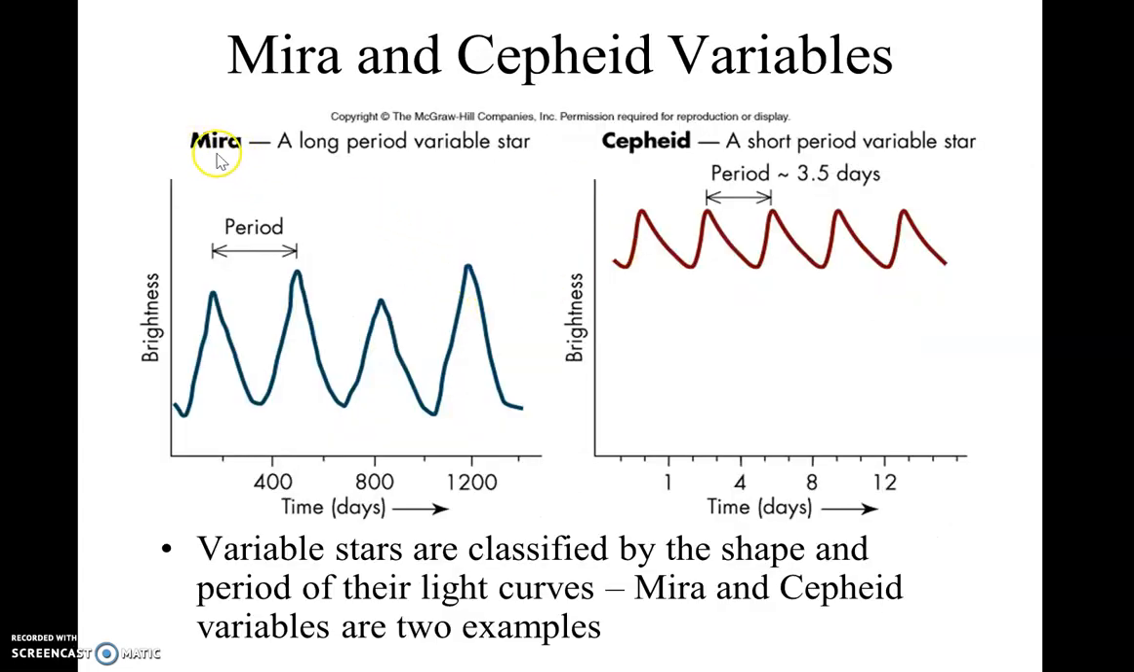So Mira variables are very long period variable stars, usually hundreds and hundreds of days for their brightness to vary. Cepheid variables are stars that vary in brightness over a period of days. Okay, so generally less than about a week. Not all the same period, but those middle variable stars are called Cepheid variables. The long variable stars are called Mira, and the last one is called RR Lyra variables.